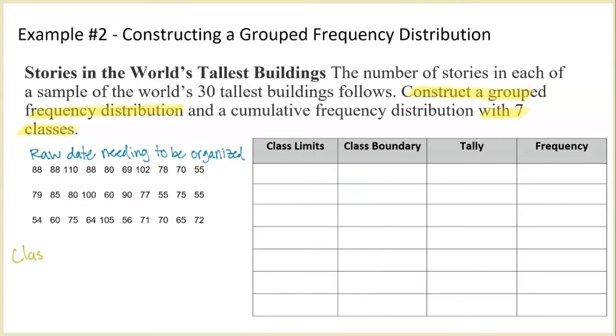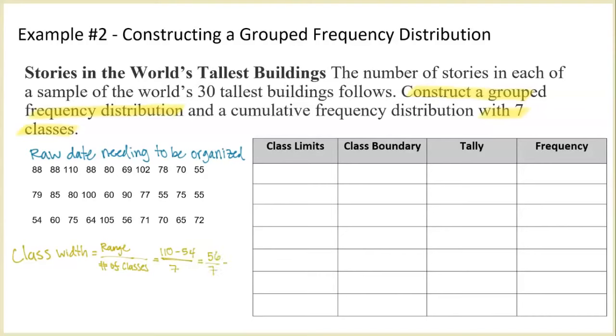So to find the class width, we look at the range. From your previous knowledge, you probably have some concept of range. The range is the distance from the smallest value to the largest value, and that's basically how dispersed our data set is. We find that range, and that tells us the spread of our data. We're taking that spread and dispersing it into the 7 classes we need to create. For us, the largest value is 110, the smallest value is 54, and that gives us a range of 56.